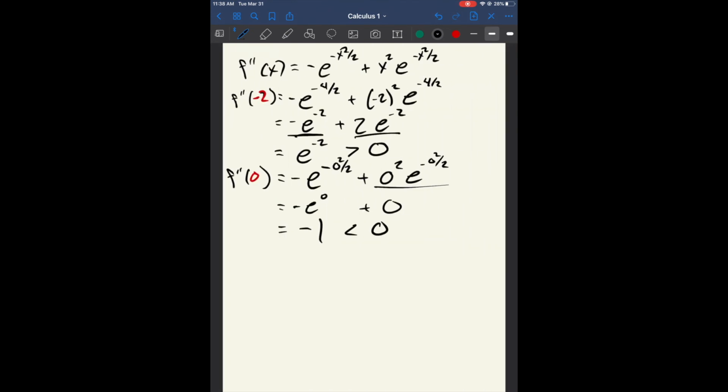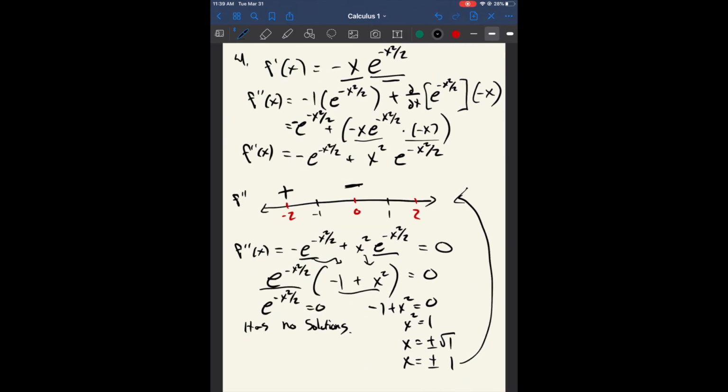And now let's plug in x equals 2. Okay, so f double prime, we're going to plug in 2, our test point. Okay. We're going to end up with minus e to the minus 4 over 2 plus 2 squared e to the minus 4 over 2. This is minus e to the second plus 4e to the second. Okay, together this gives me 3e to the second. And that's definitely a positive number. Okay? So we're going to go back to our number line, and we're going to put a little plus here.